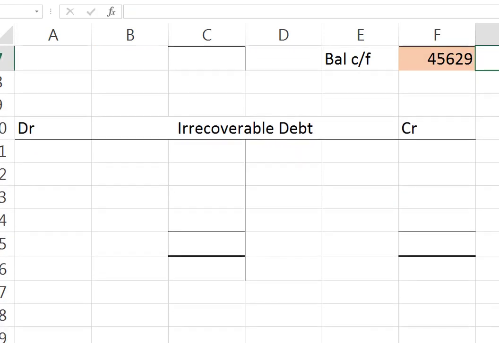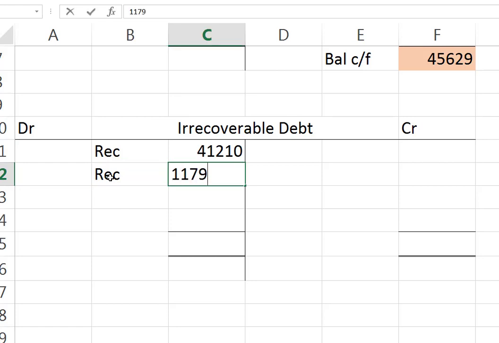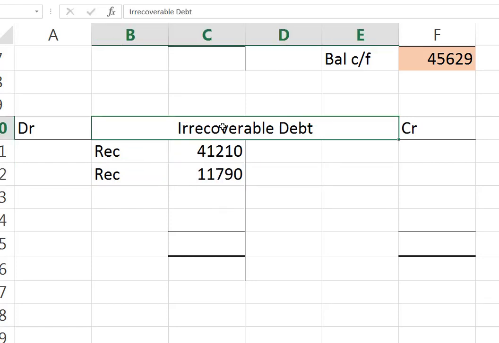Now, let's have a look over here then. We're going to talk about the irrecoverable debt account. So we're going to start here. We're going to deduct from receivables the first figure we were given, which was 41210. We're also then going to deduct from receivables the figure of 11,790. Okay, so irrecoverable debt here, when we're looking at it, it's an expense of doing business.